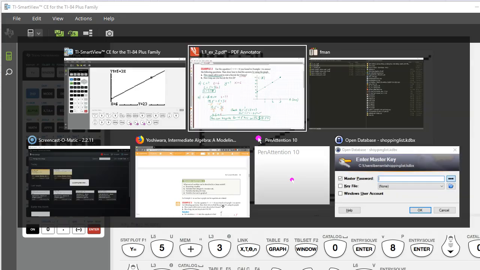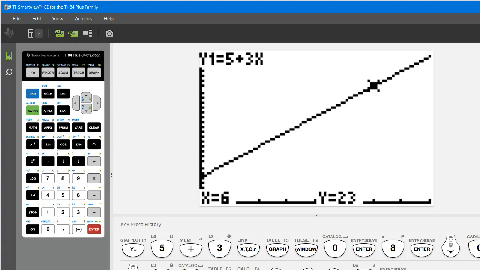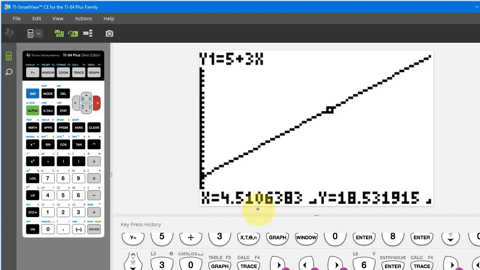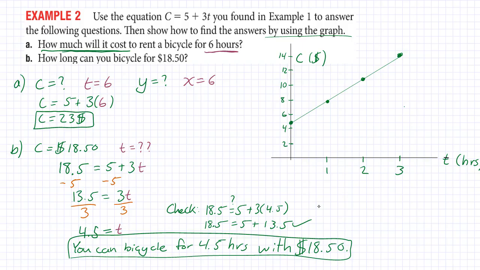Now for the other one, to see what is t when c is 18.5, let's just trace to approximate that to kind of check our answer. So we want to make the y coordinate here be 18.5, right about there. And it looks like the x is about 4.5. But it gives you these weird values that aren't exactly where you want them to be. So we get 4.5106. That's okay. It still agrees with what we had before.